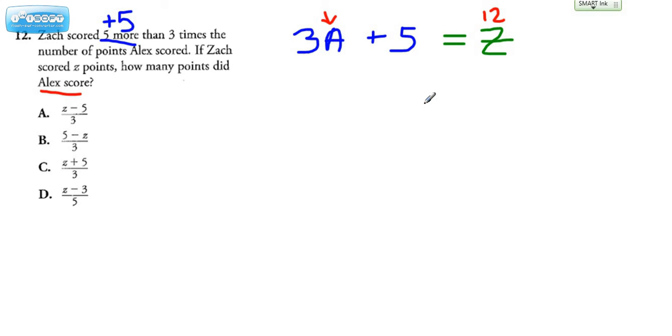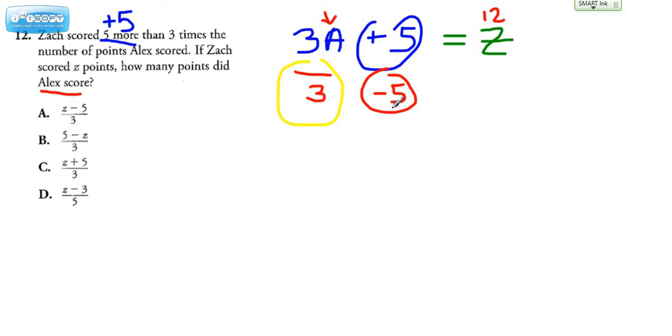So we need to think about inverse operations here to actually figure out Alex. What's the opposite of adding 5? Well, the opposite of that is to subtract 5. What's the opposite of multiply by 3? Wouldn't that be to divide by 3? So in our expression, we want to look for a situation where we're dividing by 3 and subtracting 5. So let's look at the choices here that actually offer that.